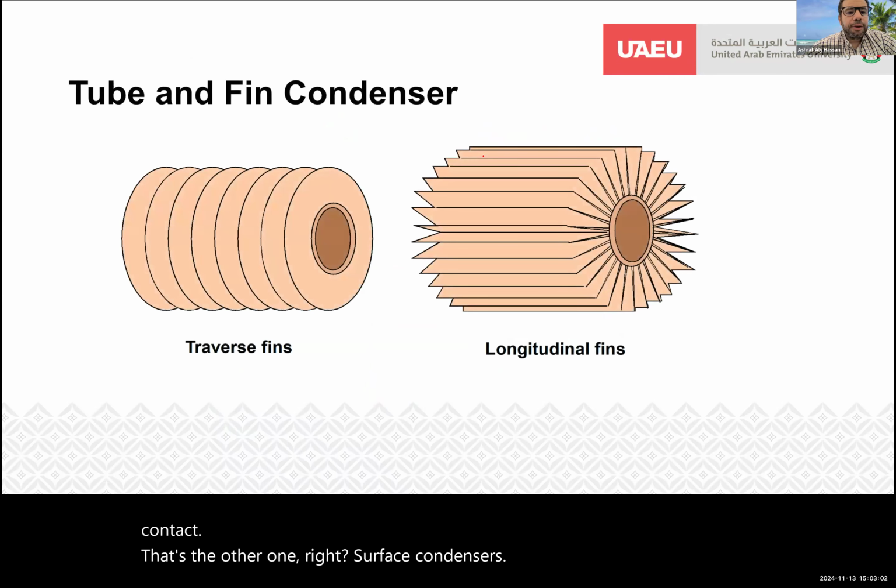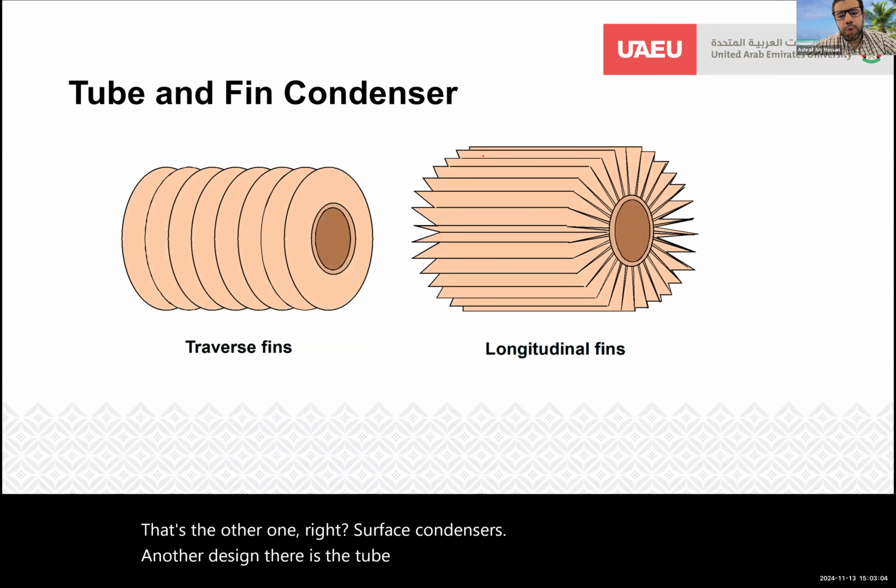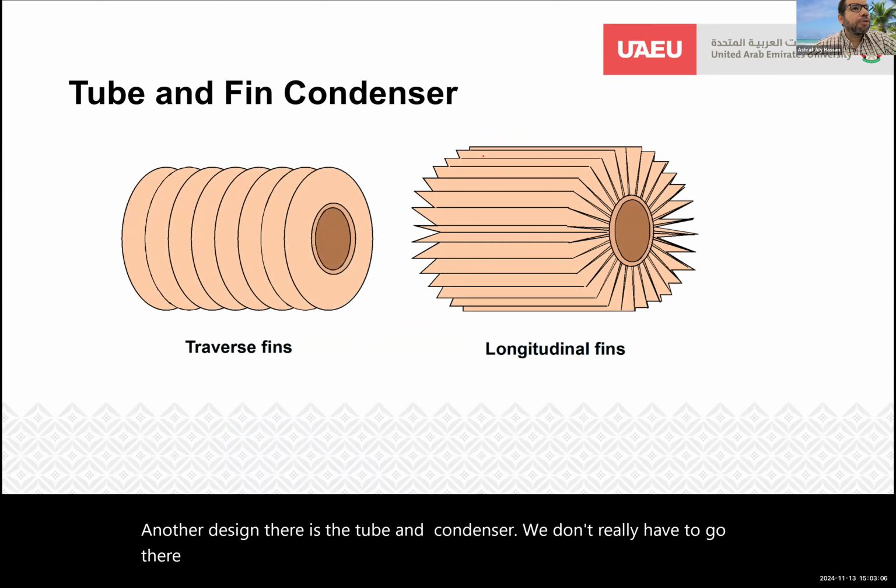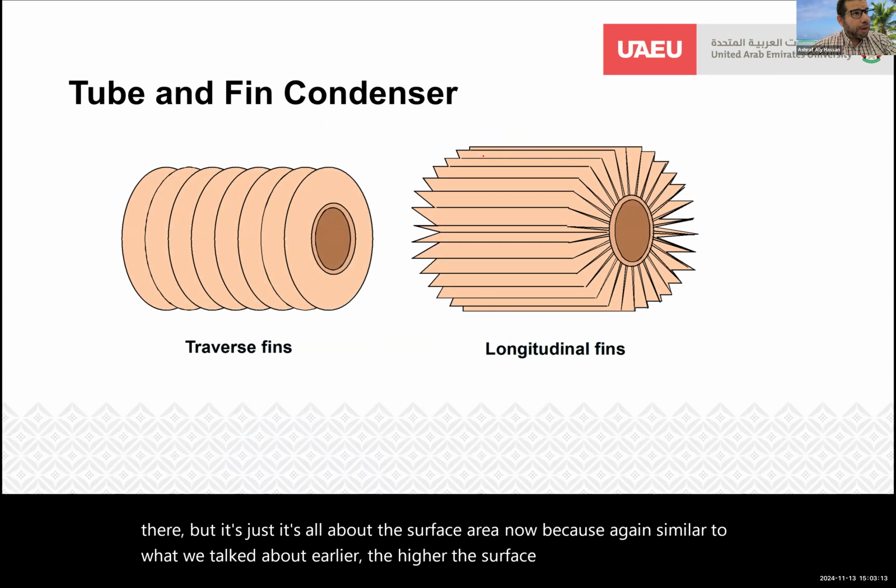Another design is the tube and fin condenser. We don't really have to go there, but it's all about the surface area. Similar to what we talked about earlier, the higher the surface area available for contact, the more efficiency you can get.